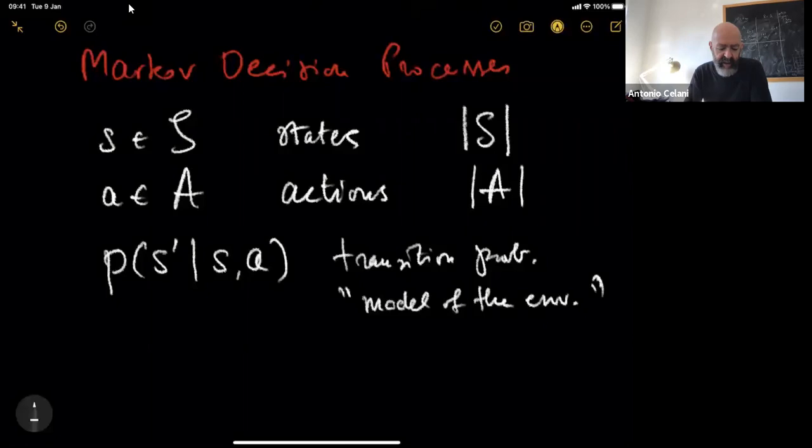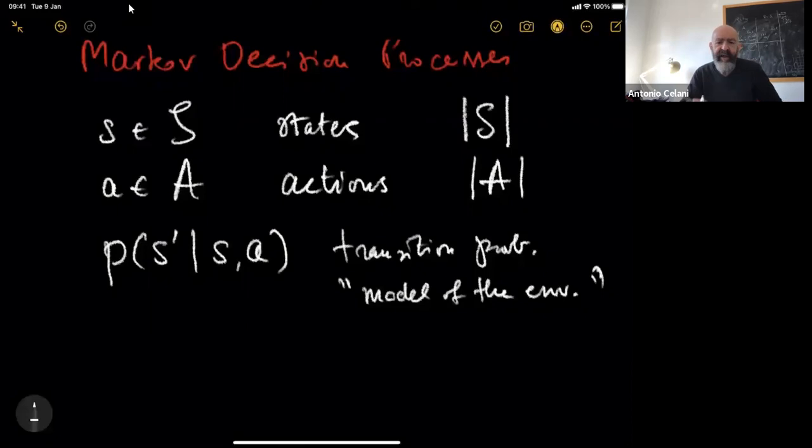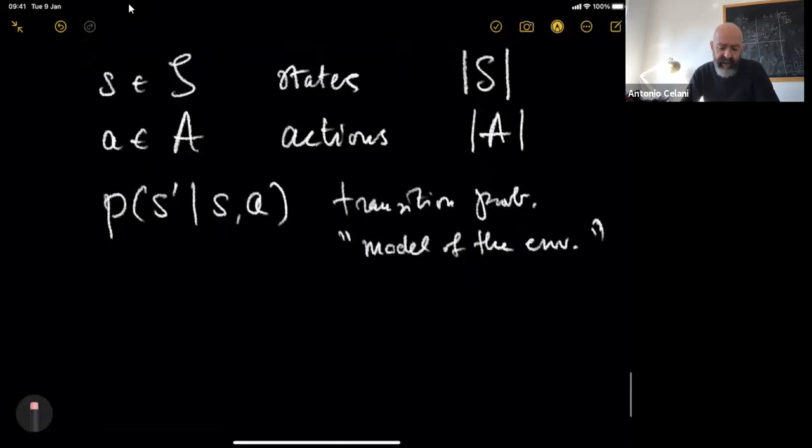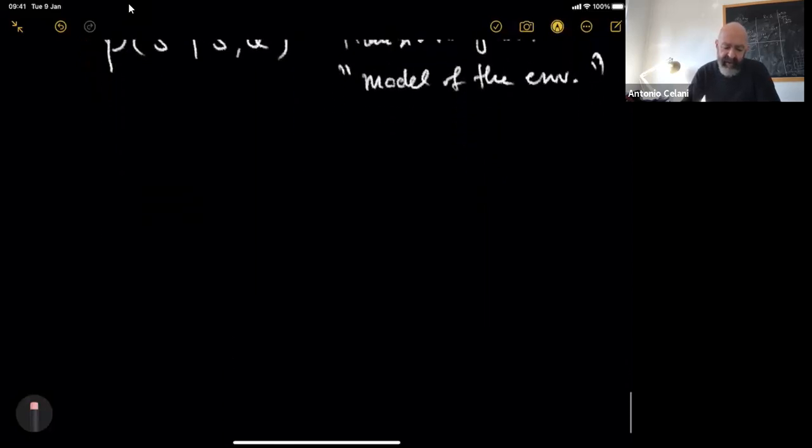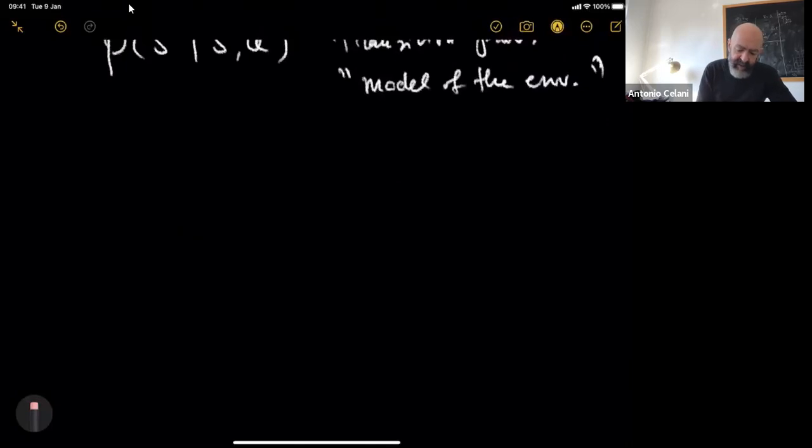And one key ingredient in defining the Markov decision process is that the dynamics through the space of states is described by a transition probability, which is given here. And it expresses the probability that starting from a state S and taking the action A, the system ends up in a state S prime. Okay. So it's useful from the beginning to introduce a graphical description of this process, which I'm putting down here.